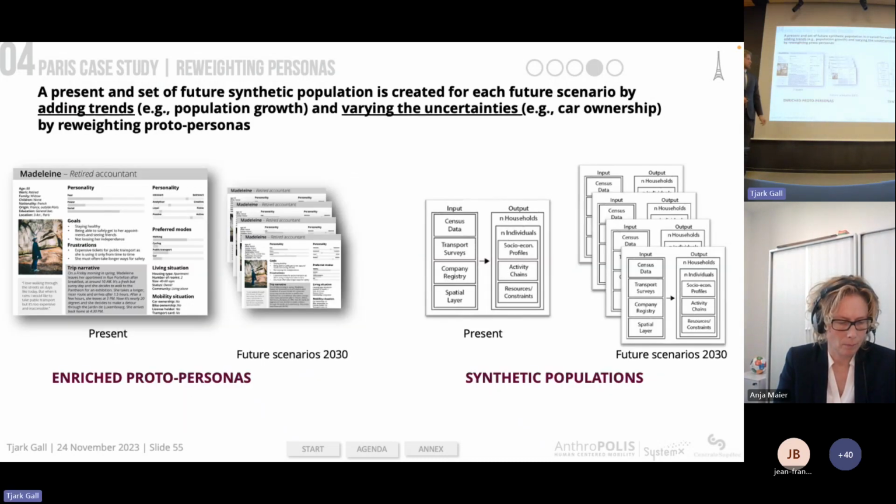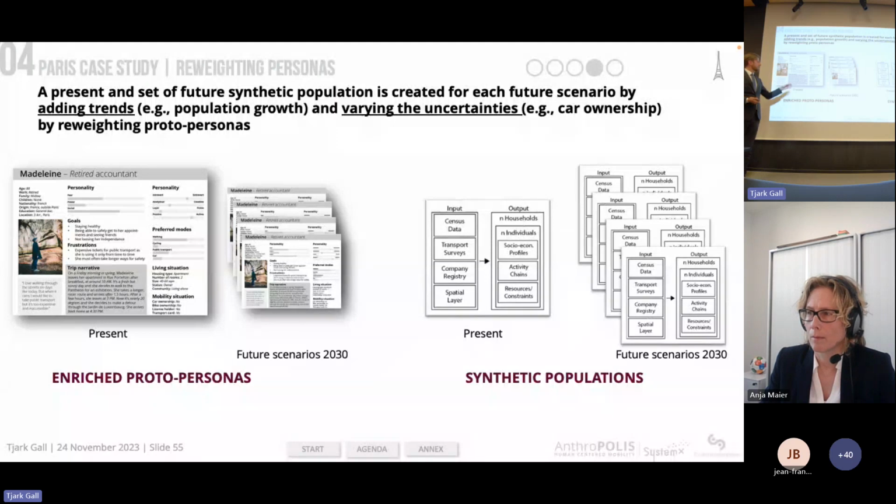This led to two different, say, design inputs. On the one side, we have the enriched proto-personas, the proto-personas being only quantified information. And then we can add information such as a name, a little bit of a story, a photo, and so on to make them more tangible for our qualitative design processes. We have them for today and for the future. And at the same time, we have the synthetic population of today built on existing methods, and then the variation of the synthetic populations for different scenarios of 2030 through the process just introduced before.